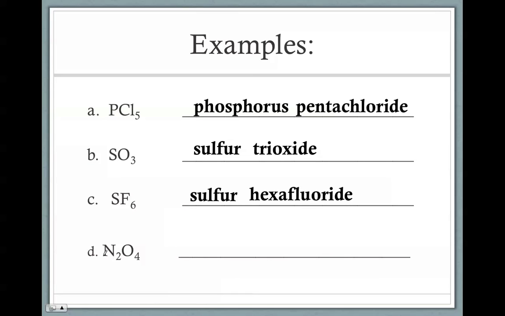And then finally, here's one where our first element does have more than 1, so it would be dinitrogen, showing I have 2 nitrogen, attached to 4 oxygen, which would be tetraoxide. And really this one should have the A dropped because of the O in oxygen, so keeping that rule in mind that we talked about, getting rid of that A.